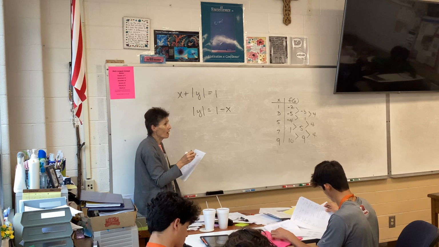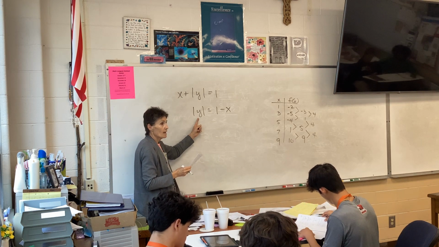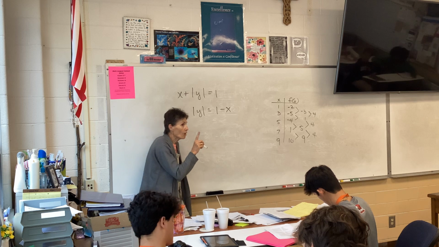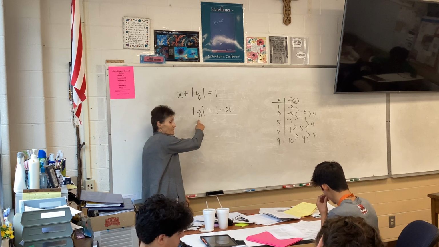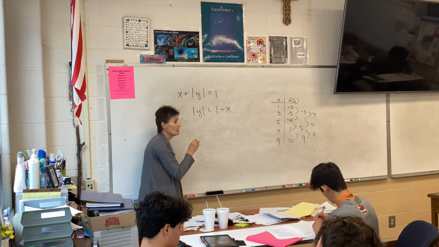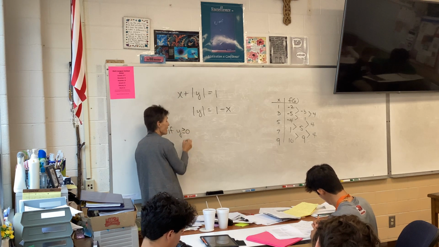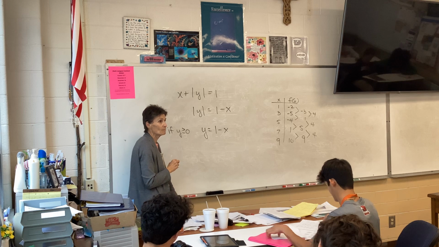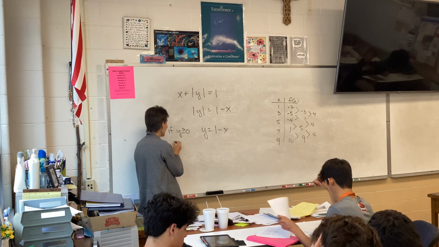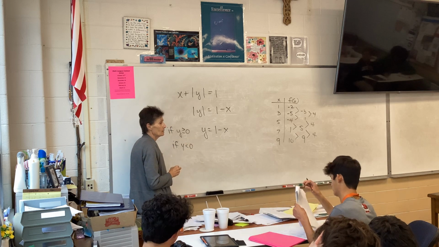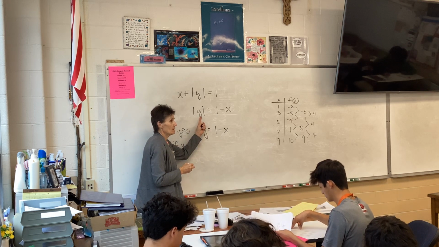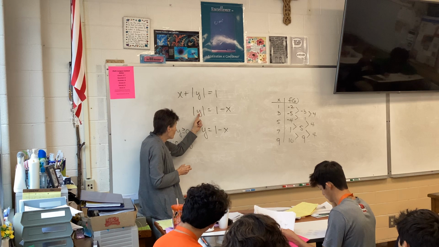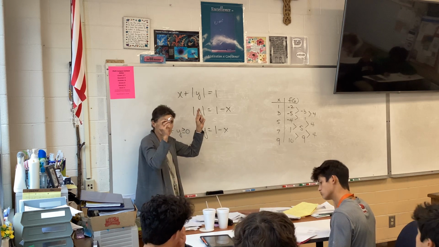Now, tell me about this. Can I drop the absolute value? Yes, as long as what's in there is positive, right? So if y is positive, then my equation is just going to be y equals 1 minus x. Would you agree with that? But what if y is negative? What if this is like -3? Then what does it become? If y is -3, it becomes positive 3.